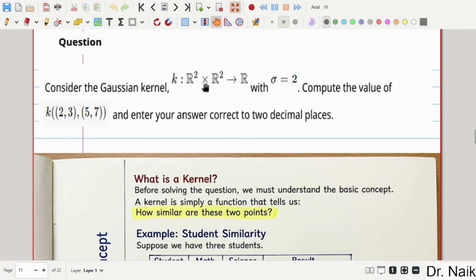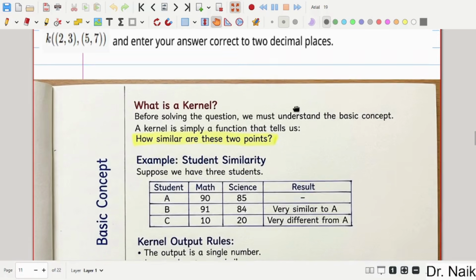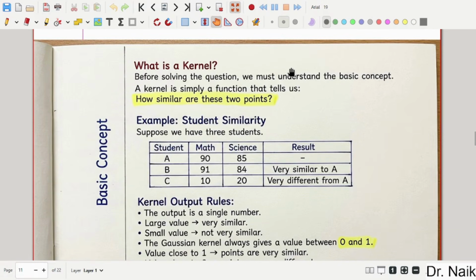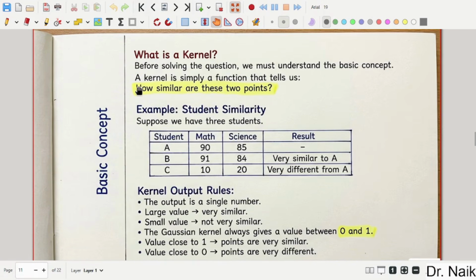Now solve another question. Consider a Gaussian kernel where k is a function from R2 cross R2 to R with sigma equal to 2. Compute the value of k for the points (2, 3) and (5, 7) and enter your answer correct to 2 decimal places. First, understand what a kernel is. A kernel is simply a function that tells us how similar two points are.